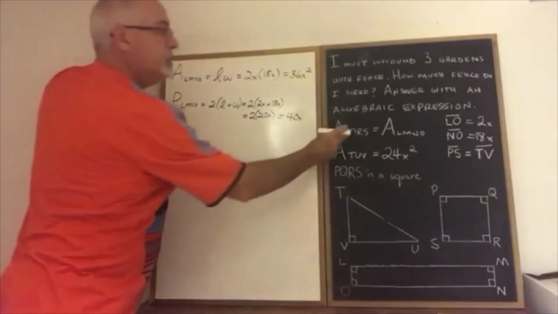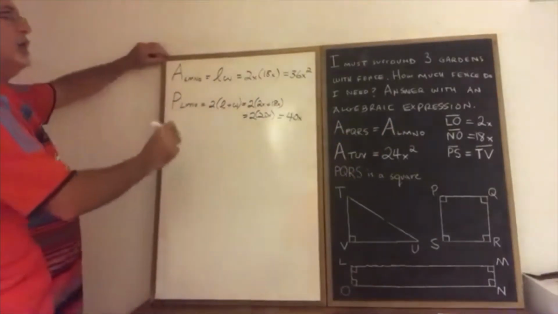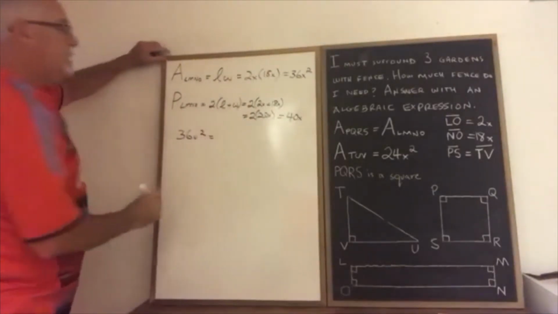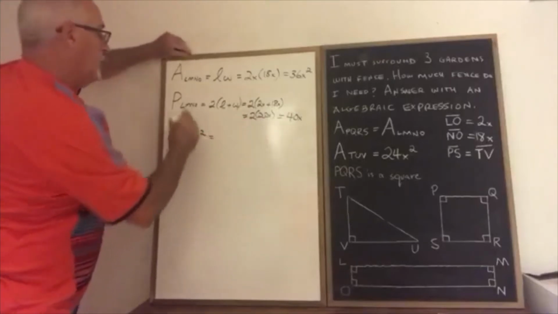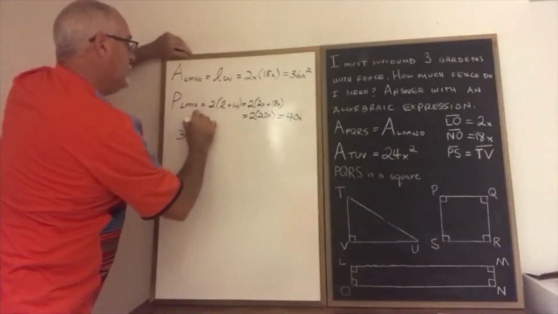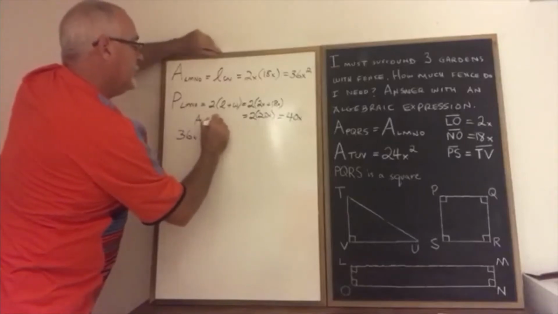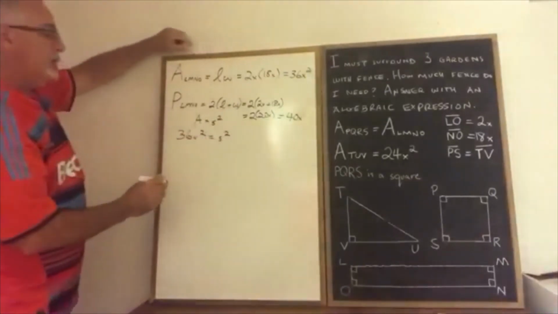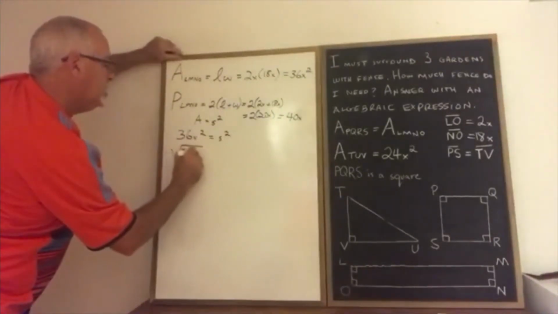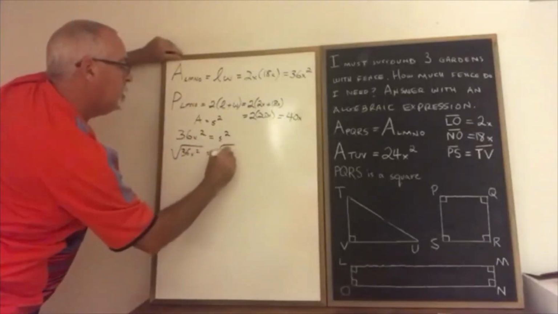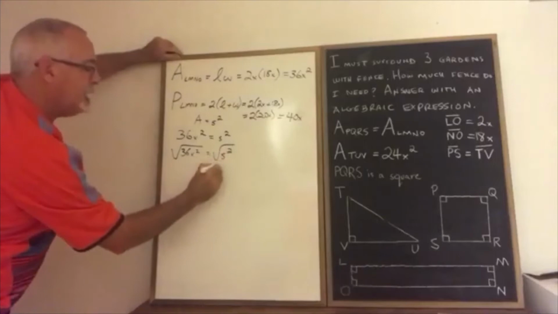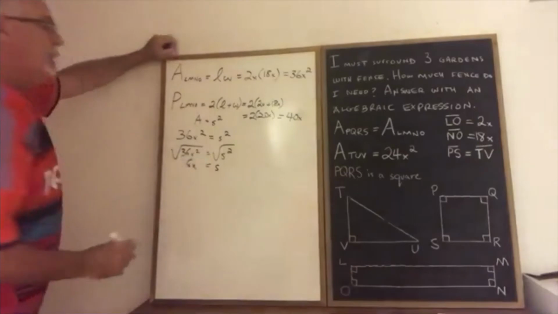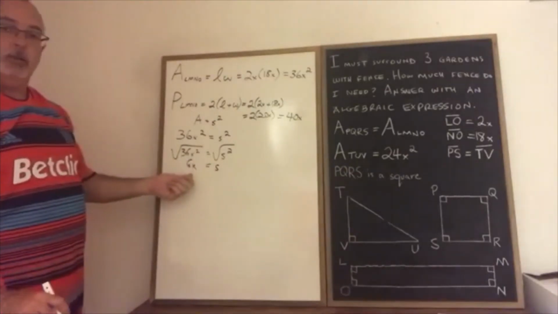Now we know that the areas of the rectangle and square are equal. So since the area of the rectangle is 36x squared, that has to be equal to the area of the square PQRS. The area formula of a square is A equals side length squared. So 36x squared is equal to side length squared. I'm going to square root both sides. The square root of s squared is s, so that's our side length. And the square root of 36x squared is 6x. We now know the side length of the square.